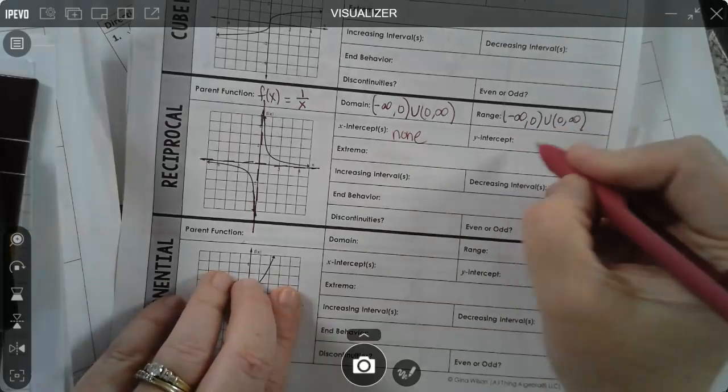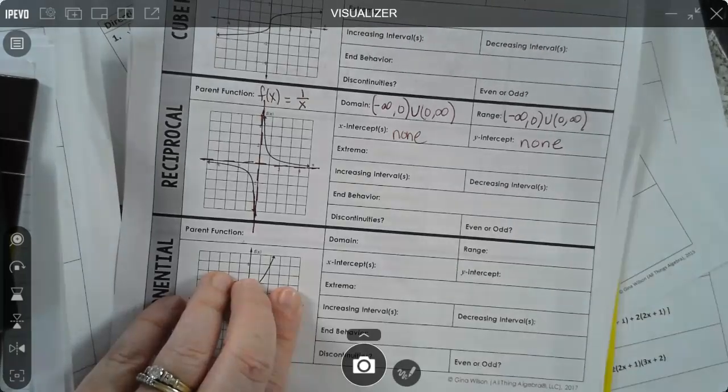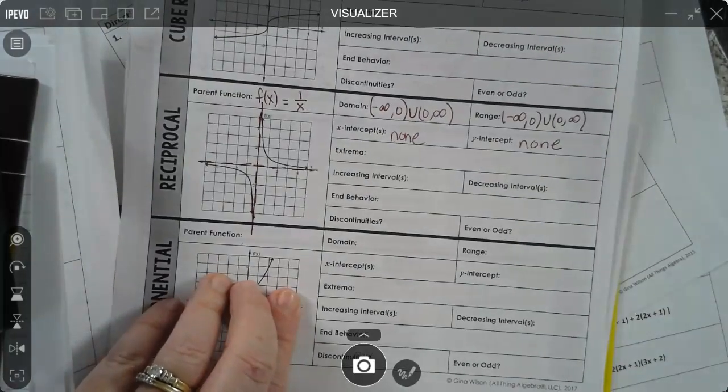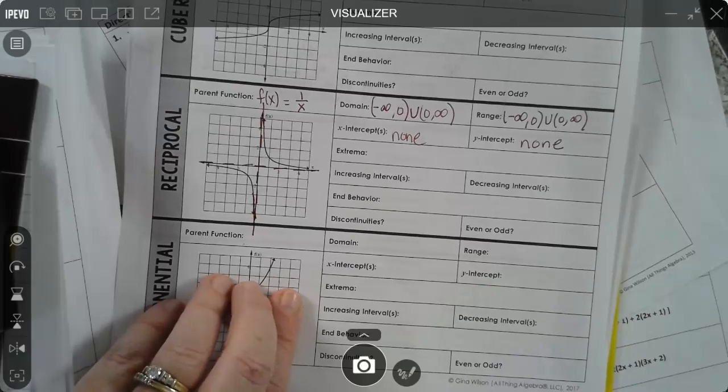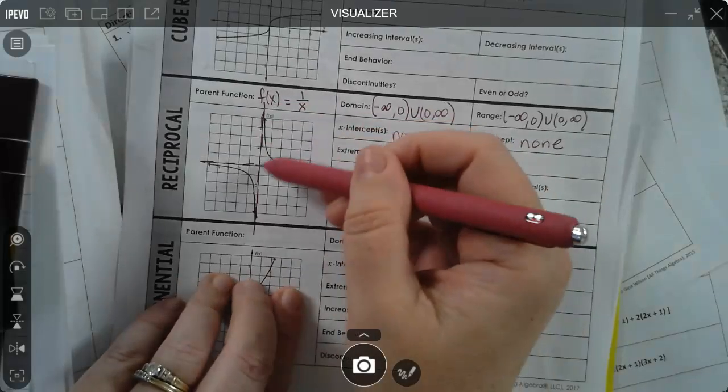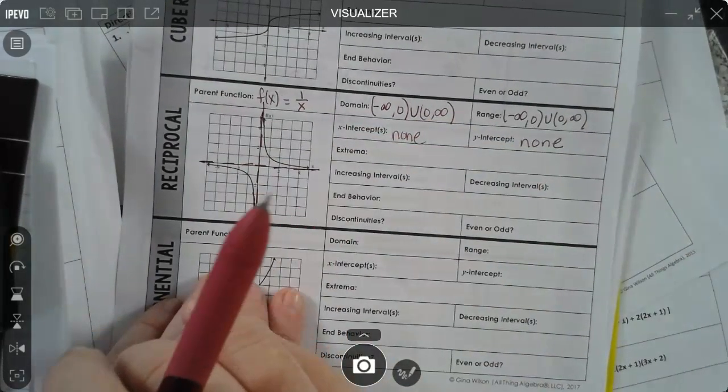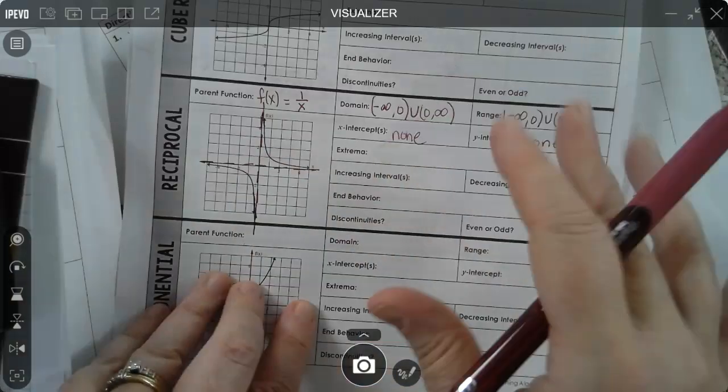Y-intercept is the same thing. It's none as well. Asymptote is not actually a part of the graph. It's a boundary there keeping the graph from touching, but it's not a part of the graph. It's saying it can never be that. That's why you don't see it. I drew these little dashes so you know it's there, but it's not like part of the graph.